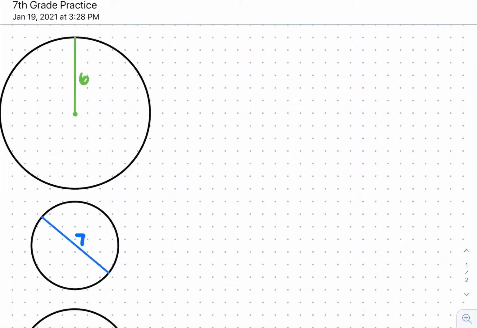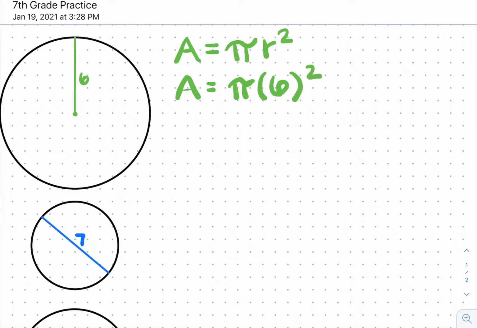So the first thing we're finding is the area of this one with green on the inside. What is the area of this circle? I will start by giving you the formula. So area is pi times the radius squared. We can see that our radius is 6, so I'm going to plug that in. Area equals pi times 6 squared.